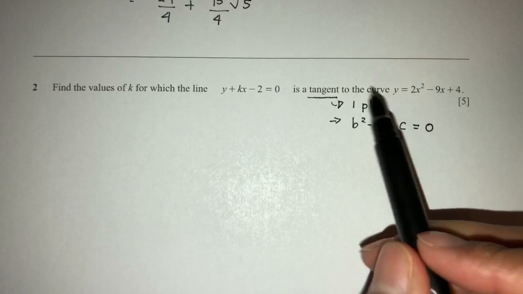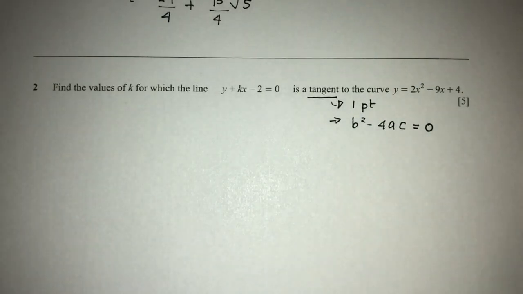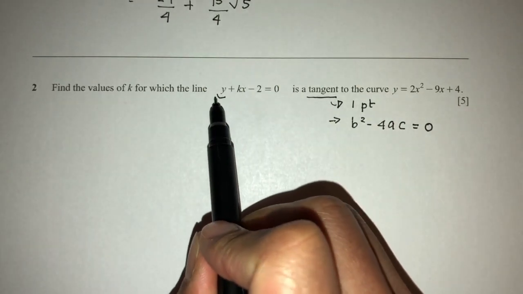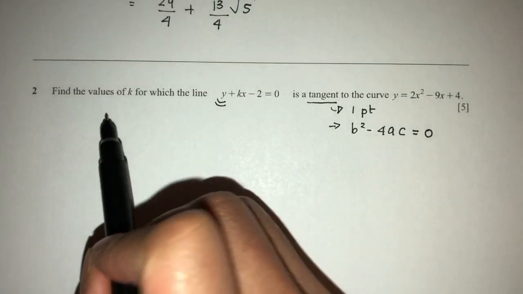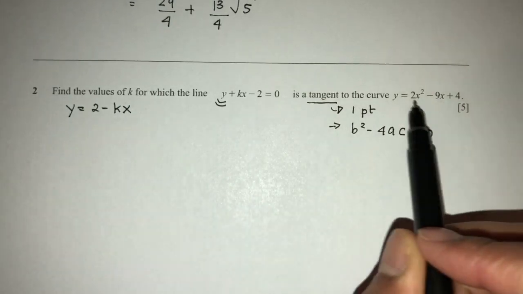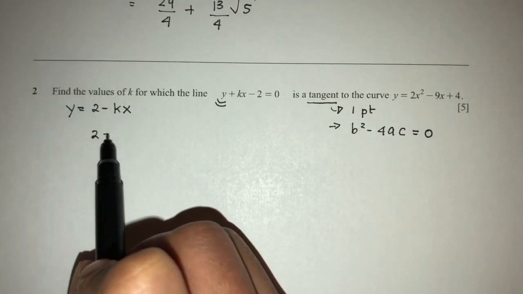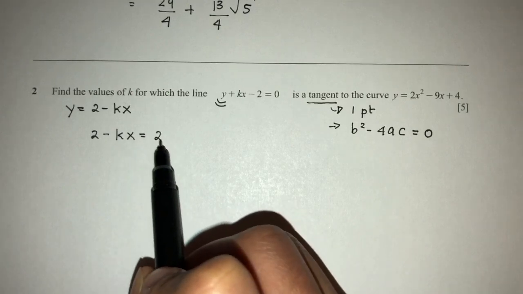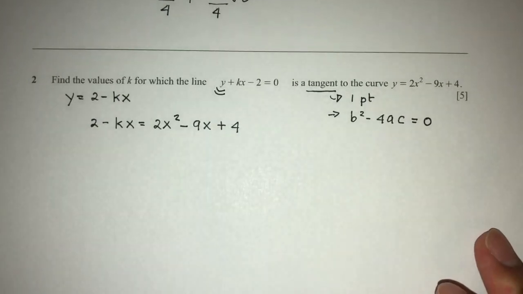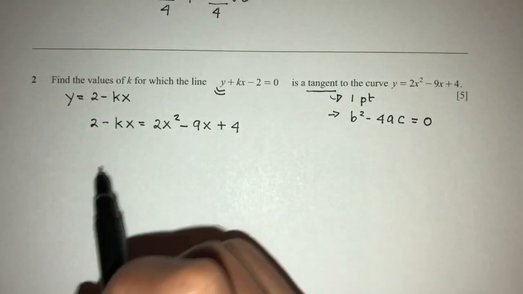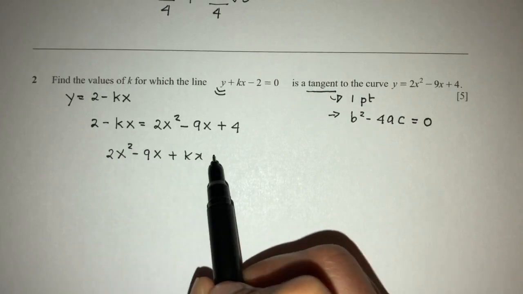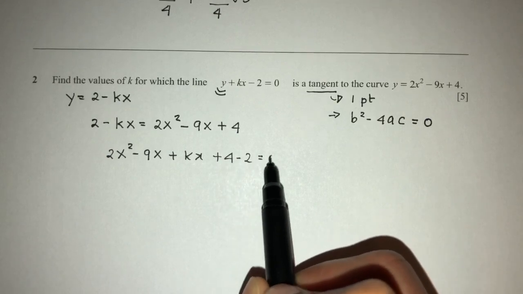Now since they meet, we have to solve simultaneous equations for the line and the curve. So here we have y. Let's make this the subject of the formula. You will have y is equal to 2 minus kx. Now replace in the main equation. So on one side you will have 2 minus kx is equal to 2x squared minus 9x plus 4. Simplify, let's send everything to one side. You will have 2x squared minus 9x plus kx plus 4 minus 2 is 0.